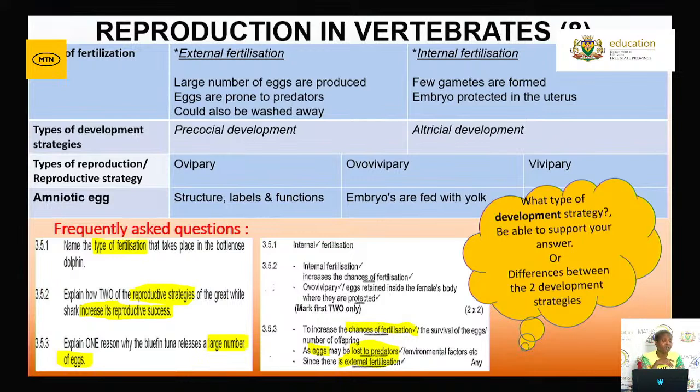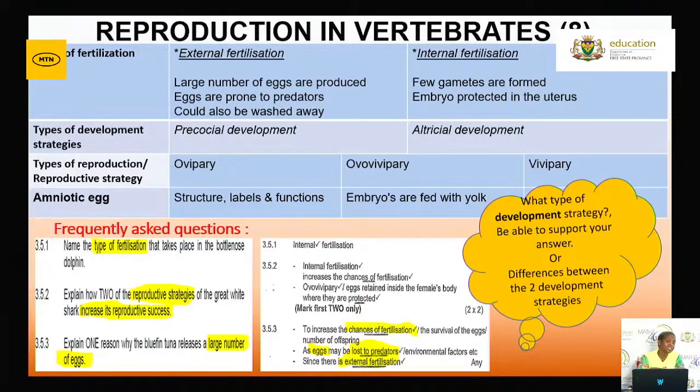You remember we have external fertilization and internal fertilization. For external fertilization, there are important things you have to remember. Most of the time, all the organisms go through external fertilization. Remember that most of the time they produce a large number of eggs. Why? It is because they are prone to predators. And again, these eggs can also be washed away.